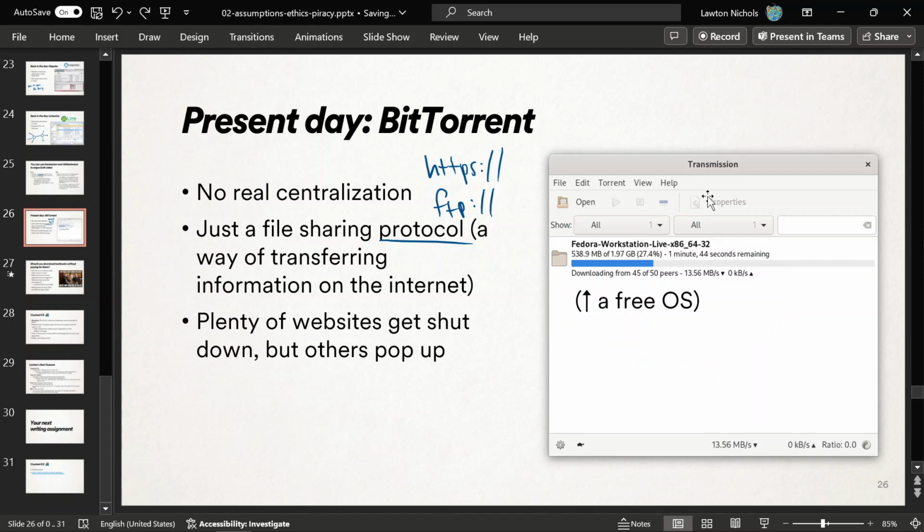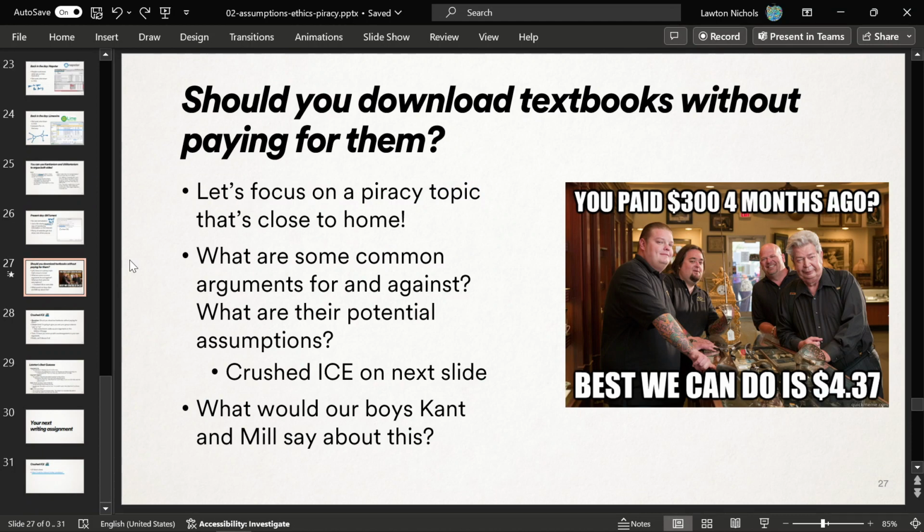A lot of people use it so that they don't have to pay a lot of transmission fees if you own a server. So that's pretty cool. People are just downloading it from each other at that point. So that's BitTorrent. That's present day. We've made it. And that's kind of the idea. Okay. So piracy. Is it a good thing? Is it a bad thing? You'll have to decide. Let's have another topic.